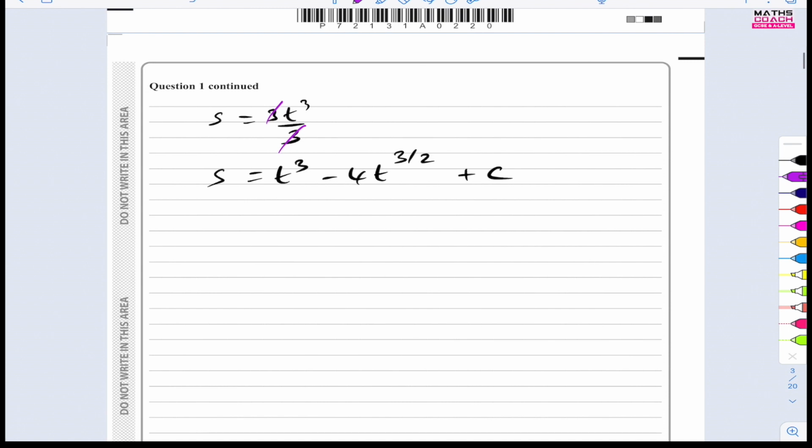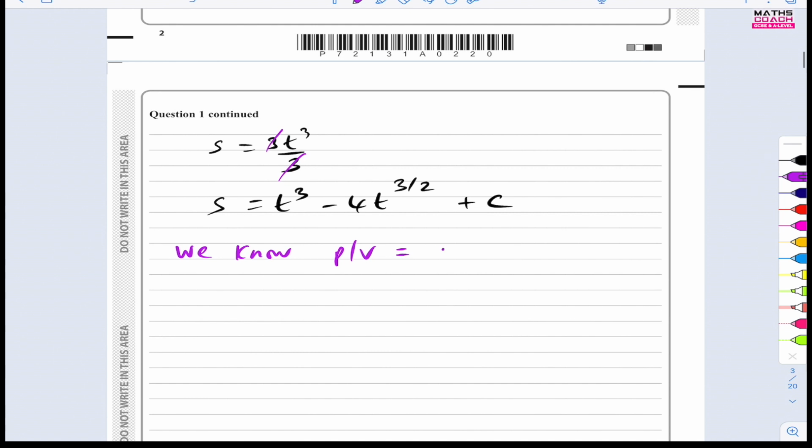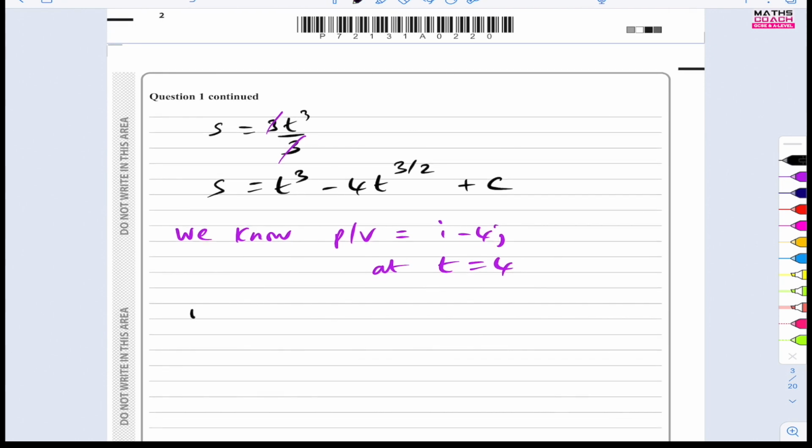So we know that the position vector, PV, let's call it, is equal to, what was it equal to? I forgot now. i minus 4j at t equals 4. So therefore, let's sub that in. So i minus 4j is equal to 4 to the power of 3, oh, I forgot to do the i's and j's. So 4 to the power of 3i, minus 4 times 4 to the power of 3 over 2j plus c.